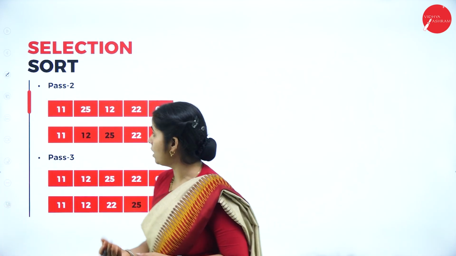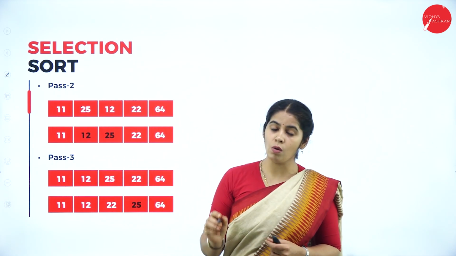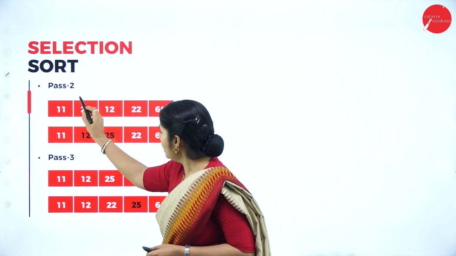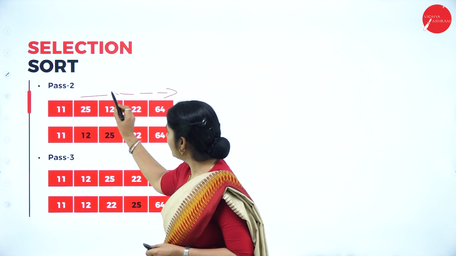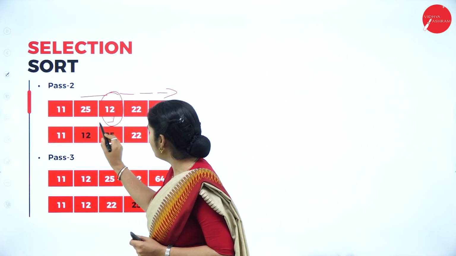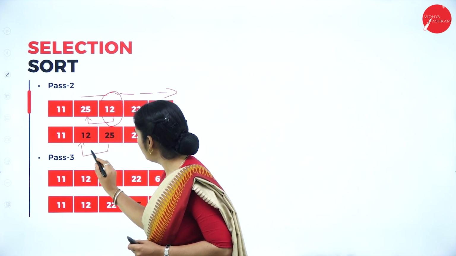After the first pass, what do we have to do? These are all the elements of the array. Now, after swapping the smallest element, again it has to traverse through the array and we have to find the next minimum value. Which is the next minimum value? 12 is our next minimum value. So 12 has to be swapped with what? The second position of the array. So 12 and 25 will be swapped.